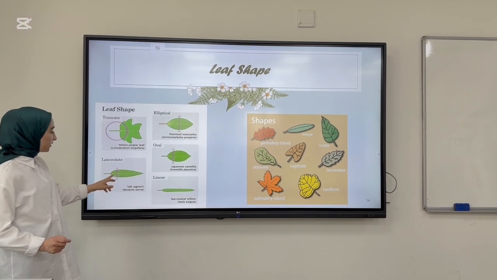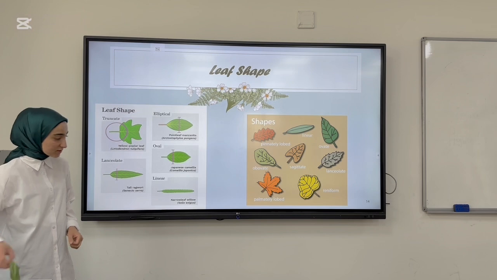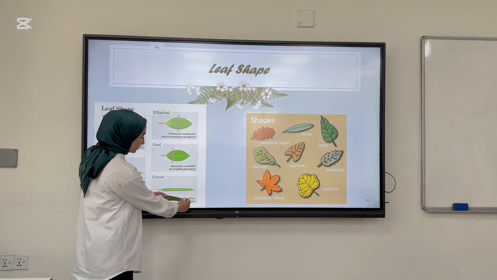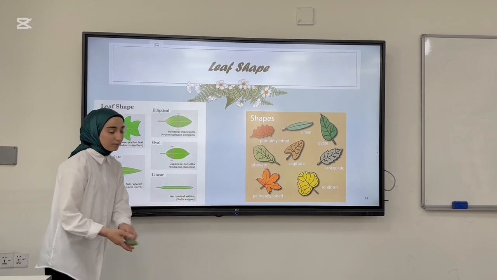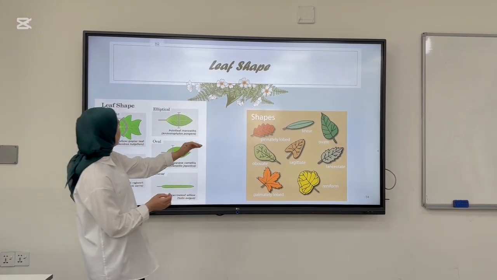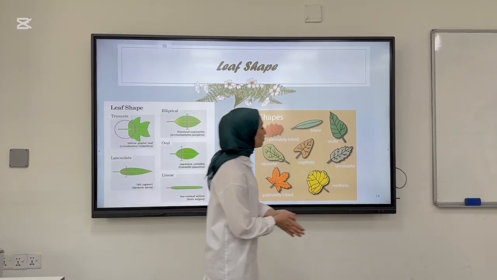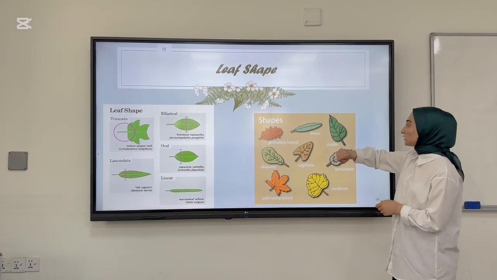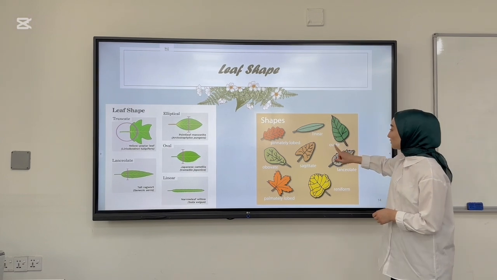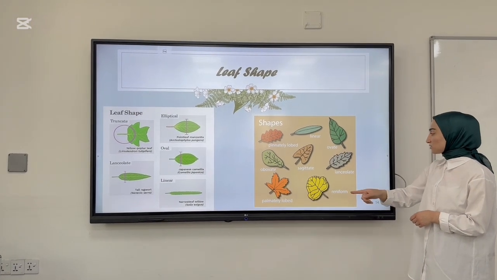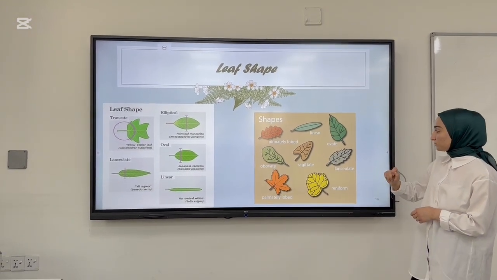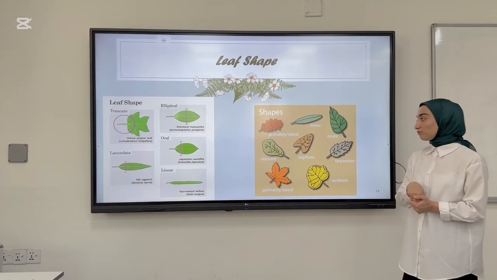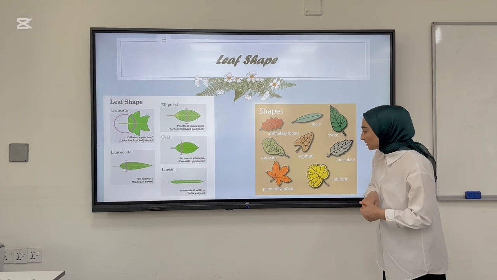And linear, it's like this one. Narrow leaf willow. Okay. This is about the shapes, and also we have these pictures: pinnate lobate, linear, and also ovate, lanceolate, reniform, sagittate, obovate, and also palmately lobate.